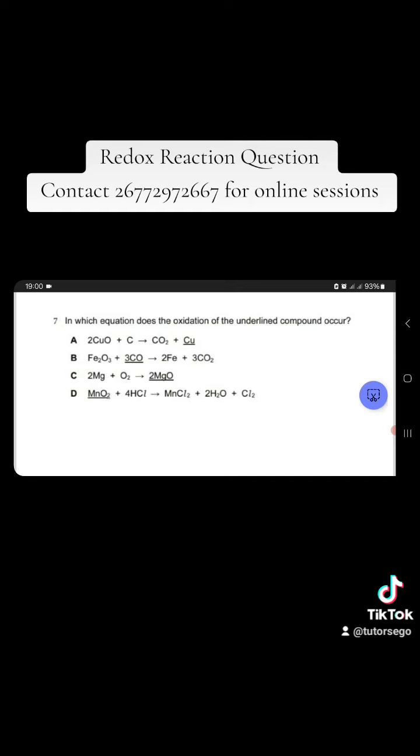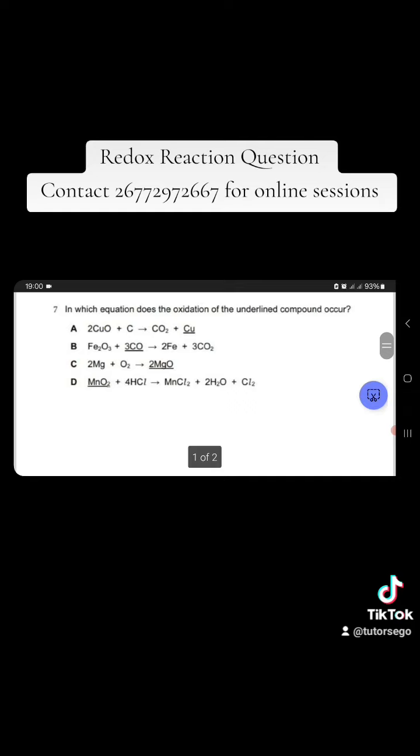We started with iron 3 oxide, and then we end with what? Oh, I'm sorry. The underlined compound is carbon monoxide. So we're starting with carbon monoxide, and then on the other side, we end up with carbon dioxide. There was only one oxygen atom on the other side. Now there are two, meaning the oxygen has been gained. So that is oxidation. The carbon monoxide is oxidized. So which means option B is correct.